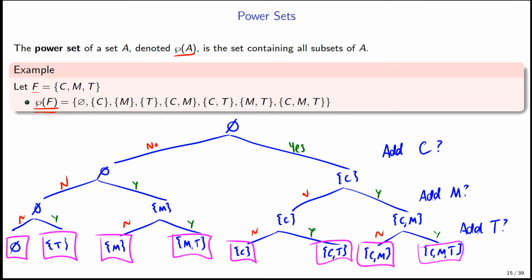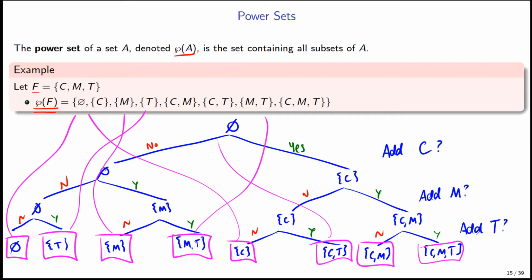So we can have nothing in it. We can have just Tim in a subset. We can have just M. We could have M and T together. We could have just C. We could have C and T together. We could have C and M together, and we could have C, M, and T together. I realize what I just did was a disaster visually, but I just wanted to link them up to our list notation that we had above.